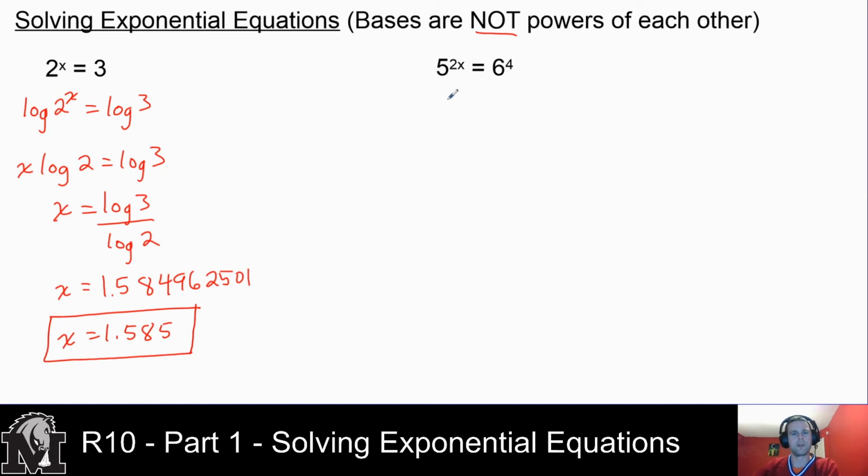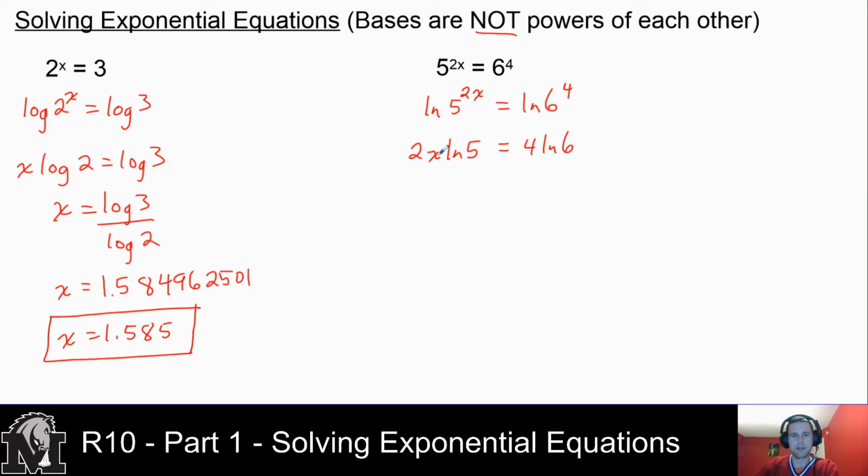Now we have the same process in question number 2. Bases are not powers of each other, so we're going to have to apply some logarithms. Just because I can, I'm going to apply the natural log this time. So ln of 5 to the power 2x is equal to ln of 6 to the power 4. We're going to use the same power rule, so we put the exponent out in front in both cases, so 4 ln 6 over here.